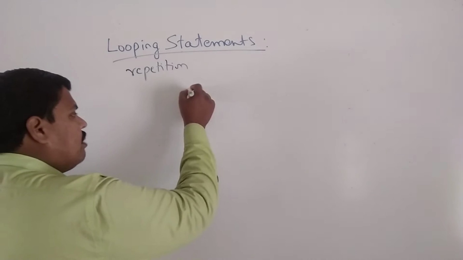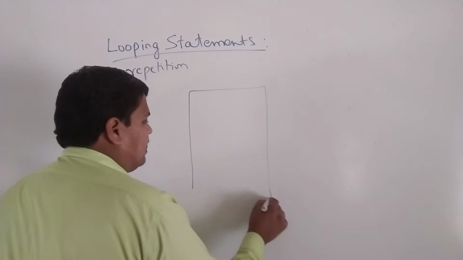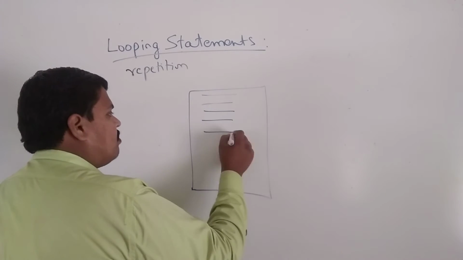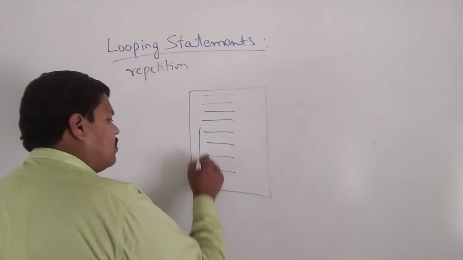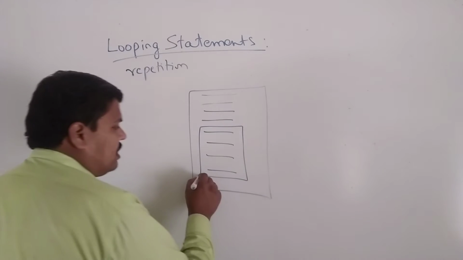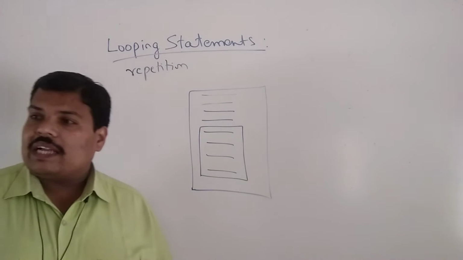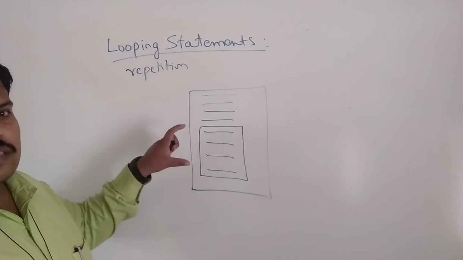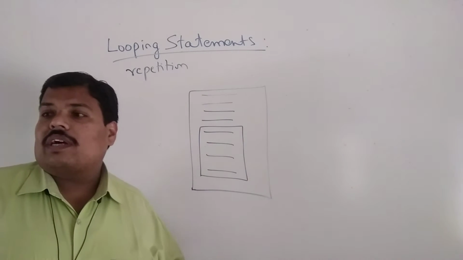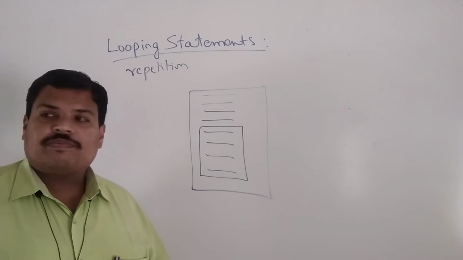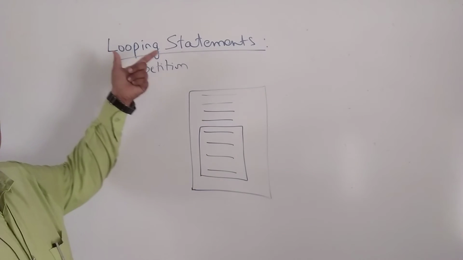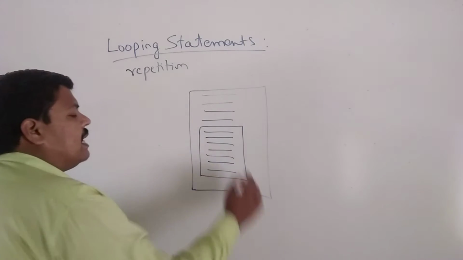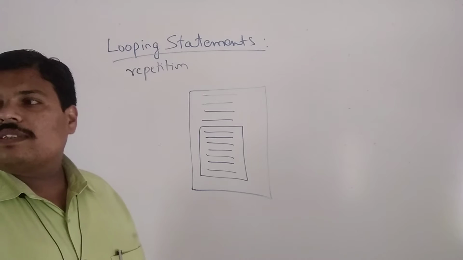For example, in a program there are some statements, and these statements are required to be executed a number of times. If we want to execute them again and again, what do we use? We use looping statements. So multiple or repeated execution of some statements is known as looping.